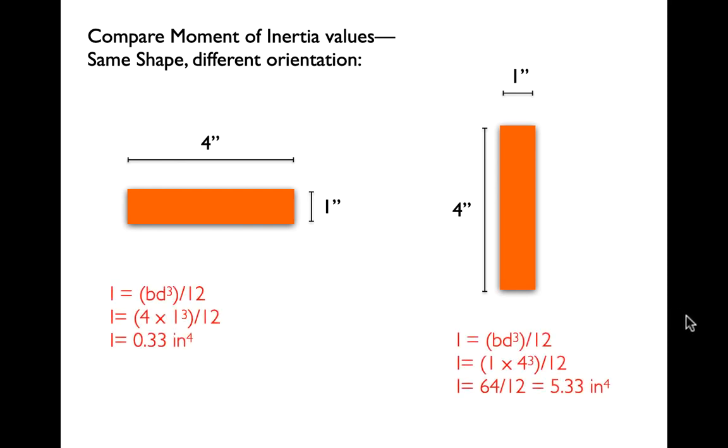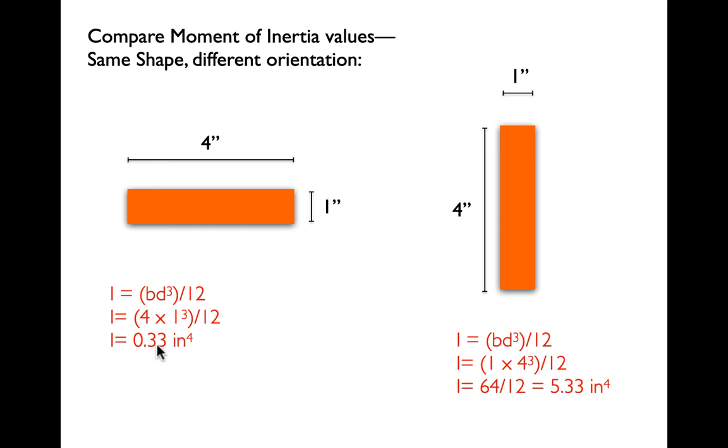If we run the math just on simple rectangles, a 1x4, here's the formula for moment of inertia for a rectangle. The base in this case is 4 inches, depth is 1. And you can see that if we run that for a flat shape, we get 4 times 1 over 12, or 1/3 of an inch to the 4th. Exotic units there, but don't worry, we'll get to something a little simpler in a minute.